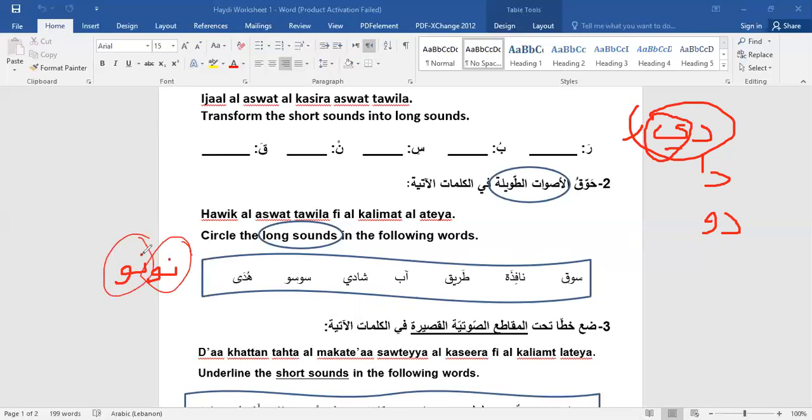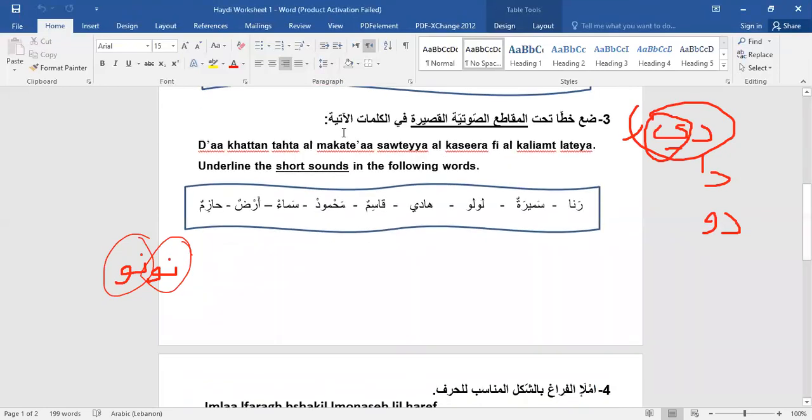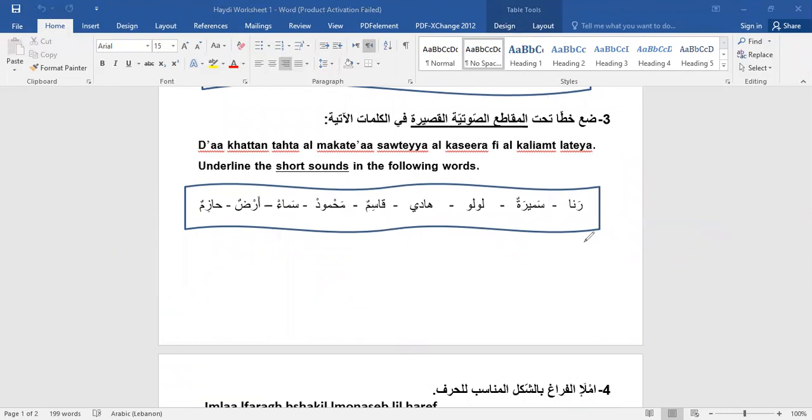You can know the long sound if, once you experience a letter that doesn't have a short sound below or above it, then just circle it. It's a long sound. Third question. Yalla, short sounds. Letters, this is very easy. Short sounds. Yalla.